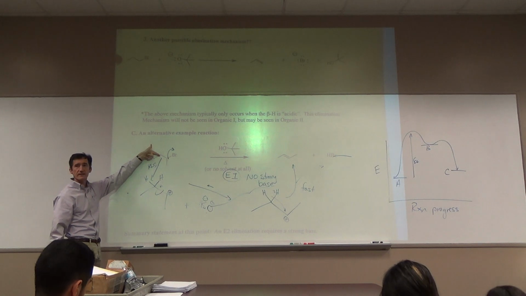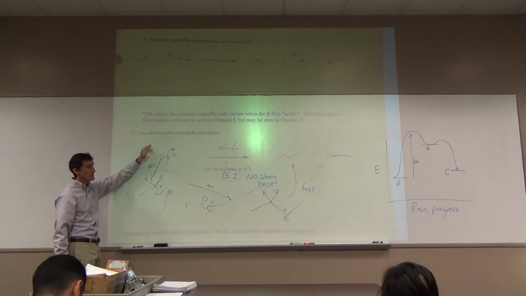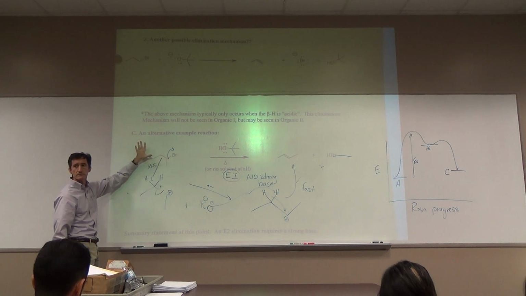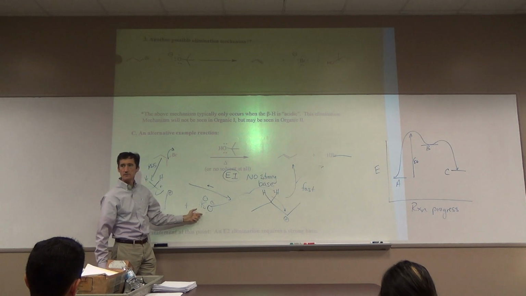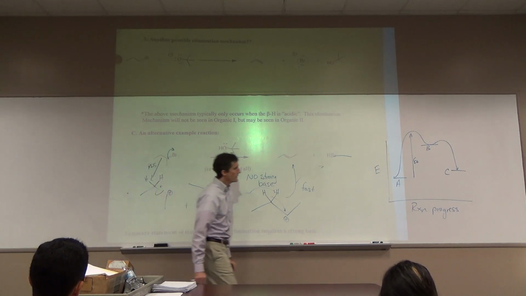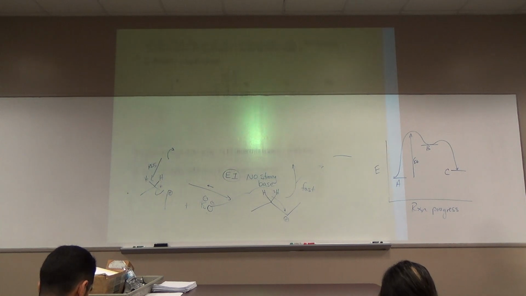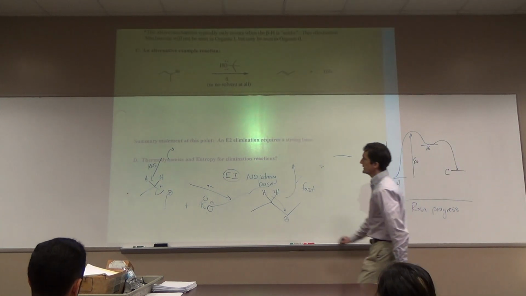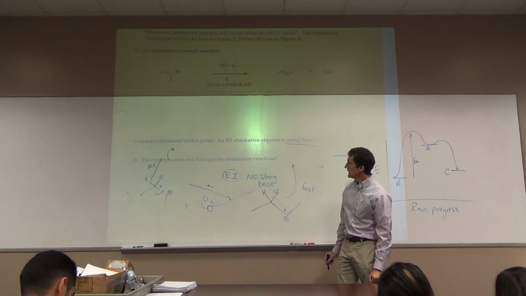Sometimes you can just take these compounds and just heat them, and they will eliminate HBr. It's a thermal elimination by such an E1 mechanism, and the leaving group turns around and acts as the base. Summary statement at this point: an E2 elimination requires a strong base. We've already said that, yeah?